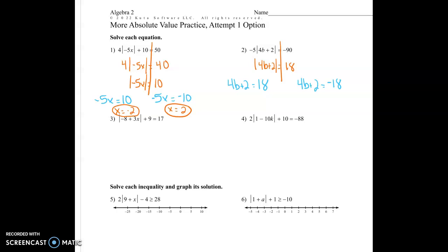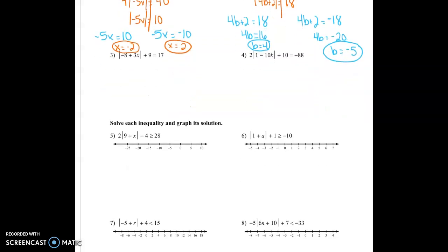And now I just have to get b alone. So for the one on the left, I'll subtract 2, which leaves me with 16, and then I'll divide by 4, excuse me, which leaves me with 4. On the next one, I'll subtract 2, but this time I'm going to get a negative 20 when I subtract 2, divide by 4, and I get a completely different answer of negative 5. So that's problem 1 and 2. Let's move to an inequality.